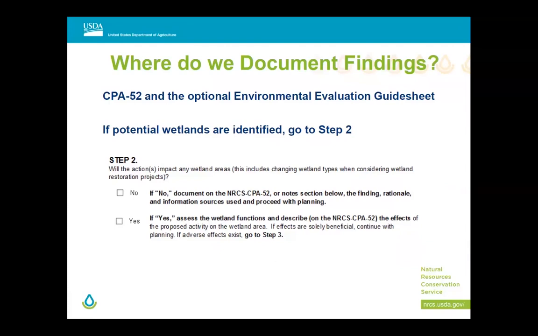So will the action impact any wetland areas? It could be that there are wetlands present in your planning area, but the things that you're offering as alternatives aren't going to have an impact. Then again, it's no, document on the 52. Will the action impact any wetland areas? And then if yes, assess the wetland functions and describe the effects of the proposed activity on the wetland area. And this is a key thing. If the effects are solely beneficial, continue with planning.